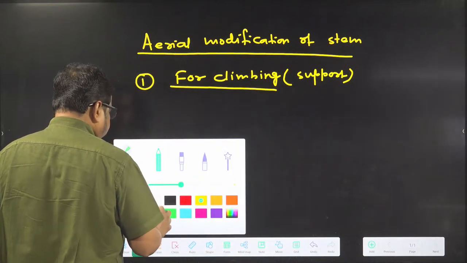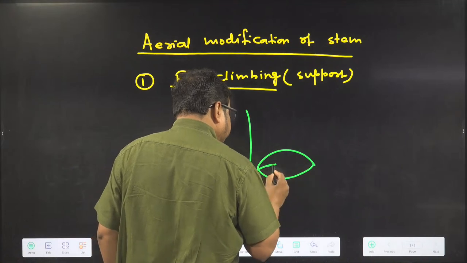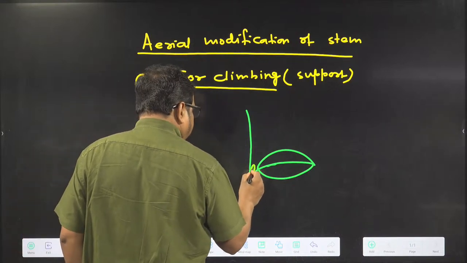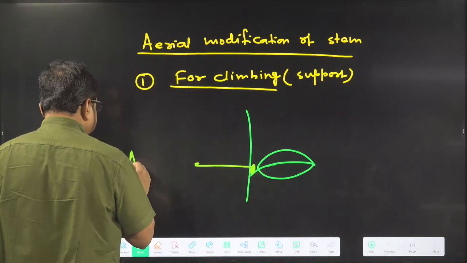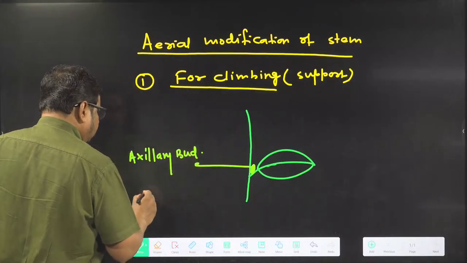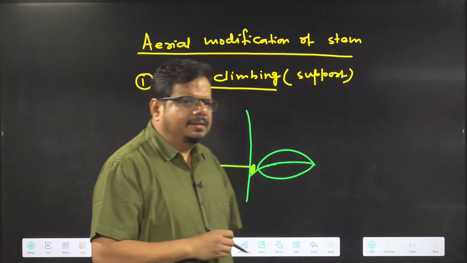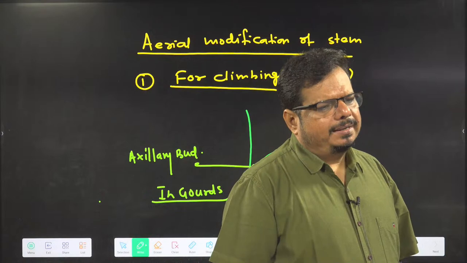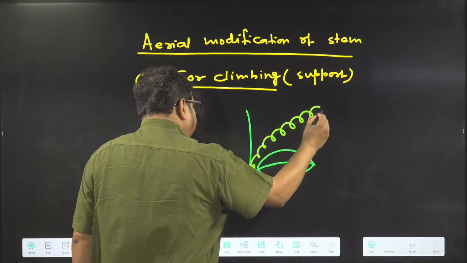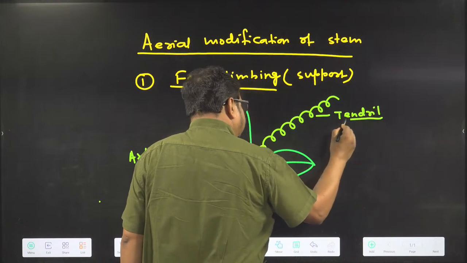So you just have a look. Suppose that this is a leaf and this is a stem. And here it is what basically? Axillary bud. So what happened in case of gourds? I already told about gourds in the last class. It includes cucumber, pumpkin, watermelon. In gourds, these axillary buds become slender and spirally arranged like this. And this structure is called which one? Tendril. This structure is called tendril.